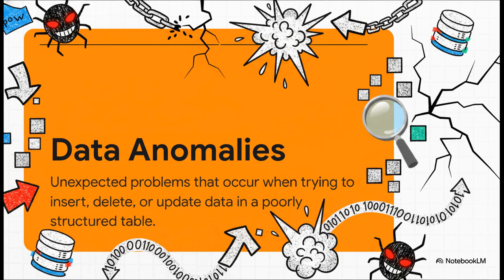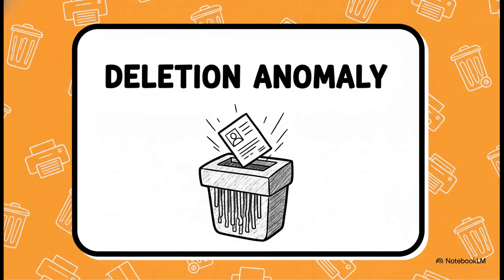And these traps in the database world are called data anomalies. You can think of them like nasty little gremlins that pop up and cause chaos whenever you try to do something simple, like insert, delete, or update information. Let's see what kind of trouble they can cause. First up, the deletion anomaly. And to see it in action, let's just ask a simple question.